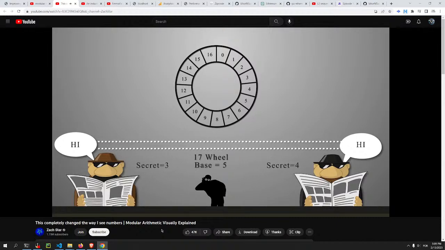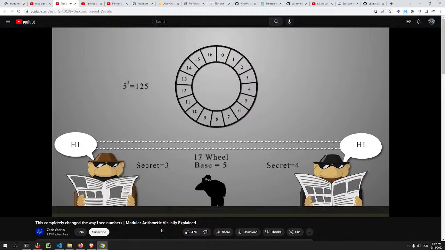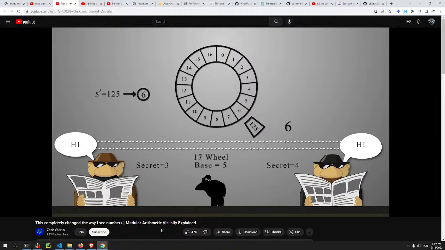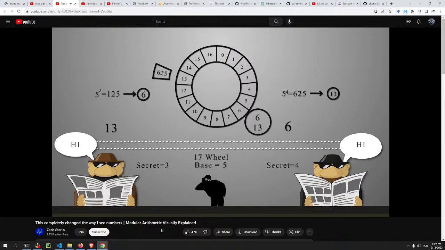Now you do that base value of 5 to the power of your secret number, which gives us 125, and then you find the smallest number on that section of the wheel. With 17 numbers, 125 will be in the same section as 6, and 6 is what you tell the other person. Then they do the same by calculating 5 to the 4th, which is in the same section as 13 on our wheel, and they tell you that value. So now the eavesdropper has these two values as well, but not the secret numbers.